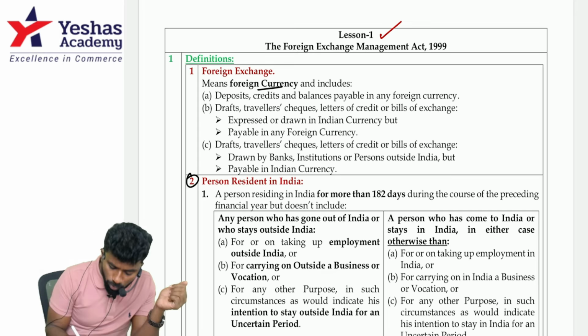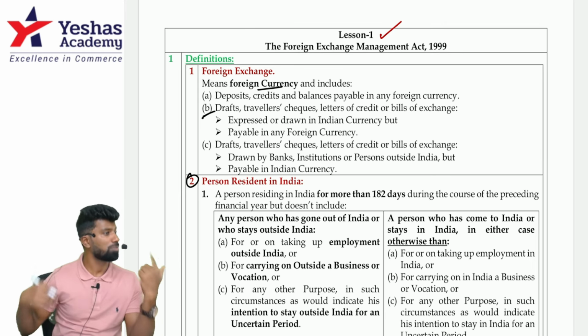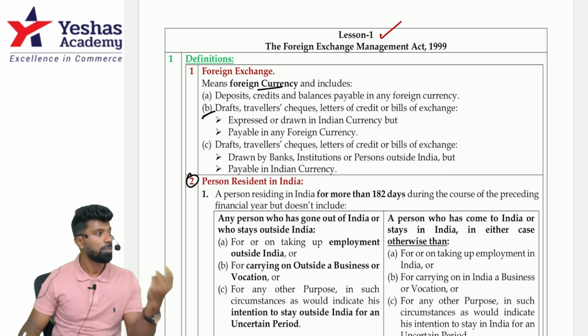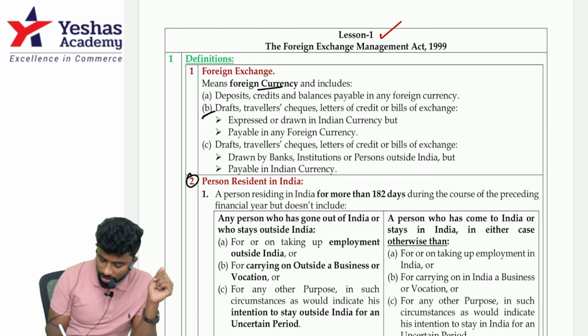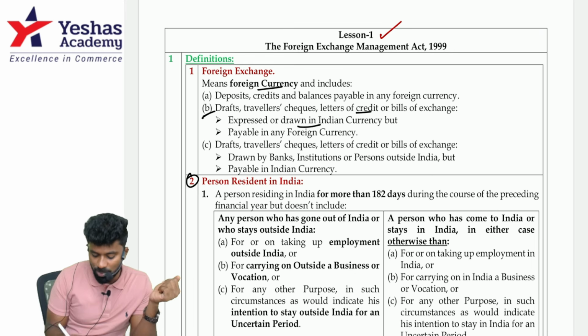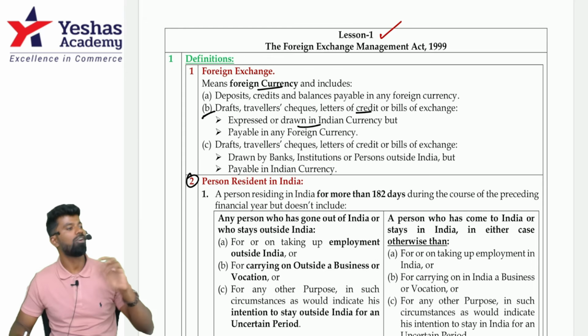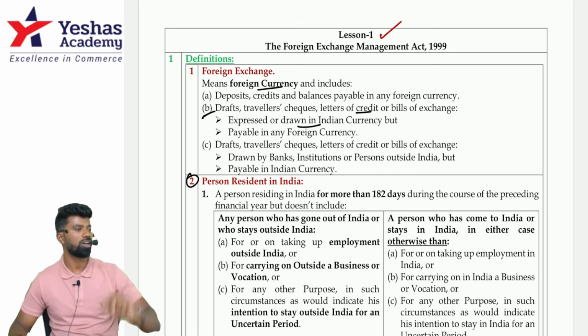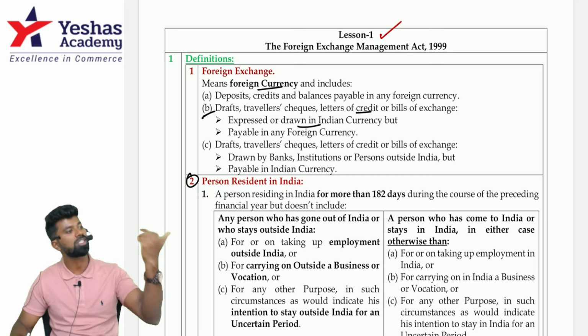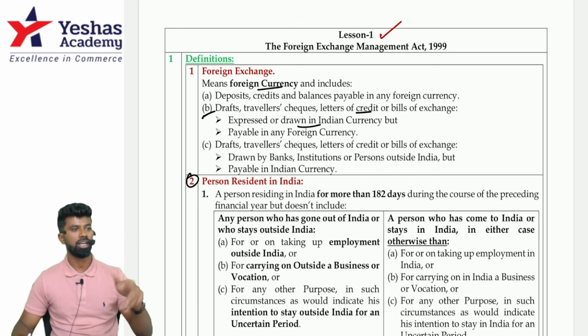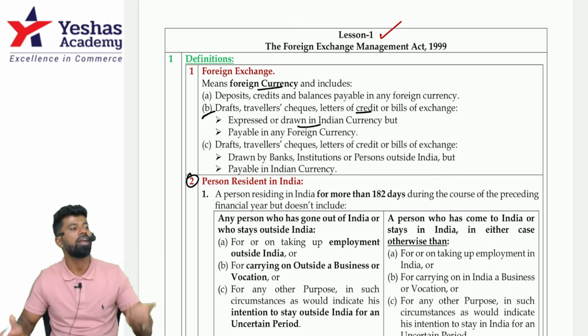And one more: drafts, that is demand drafts, traveler checks, bills of exchange, letters of credit, which are expressed in Indian currency but payable in foreign currency. This means there is an involvement of two currencies here. One is Indian currency, the other is foreign currency. It can be dollars, euros, or anything.